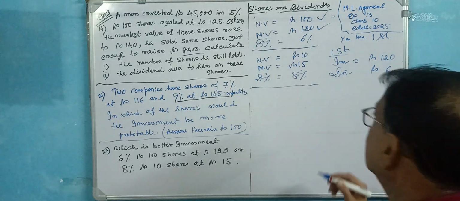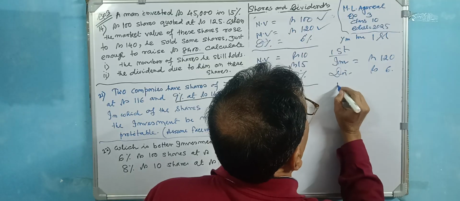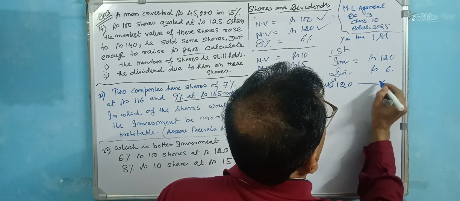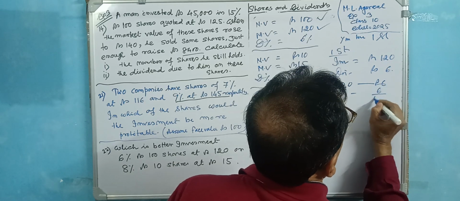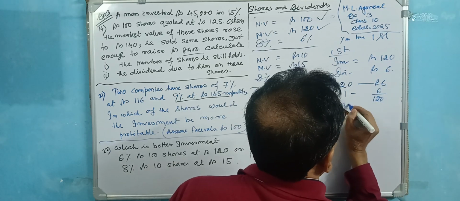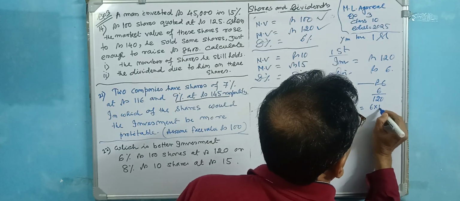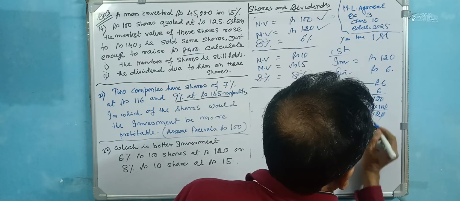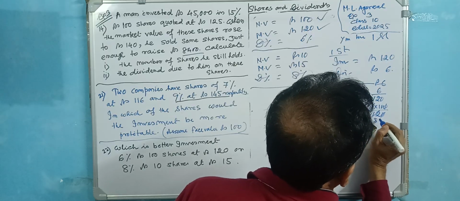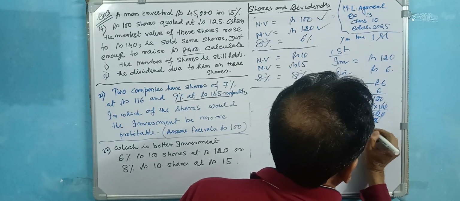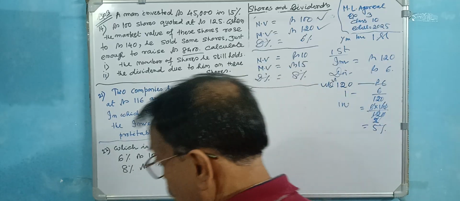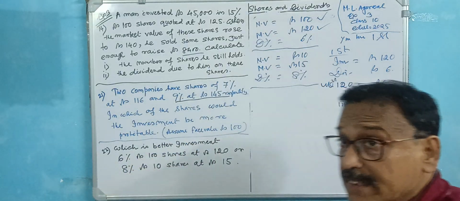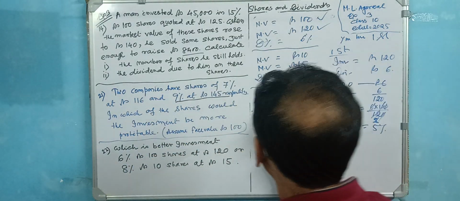Now, what is the return? Out of rupees 120, you get rupees 6. 6 by 120, so 6 into 100 by 120. Okay, the 0 is cut, this is 2, so 5. Return percent is 5%.